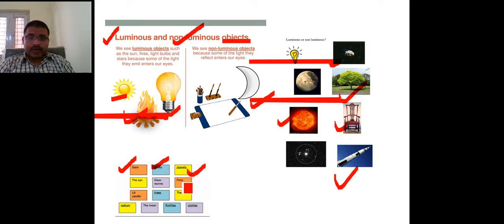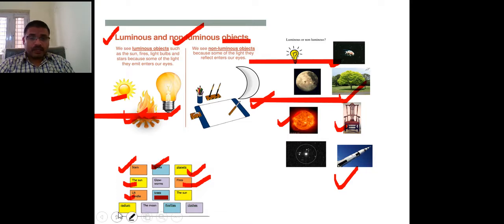Fire is a luminous object because it carries its own light. And when we talk about the glow worm, the glow worm is again a luminous object. The sun is a luminous object. A lit candle is again luminous. Trees is not a luminous object. It is a non-luminous object.